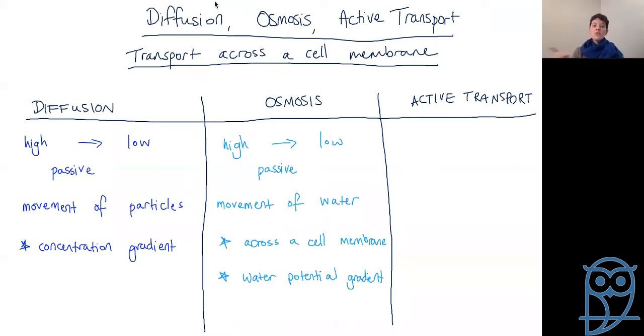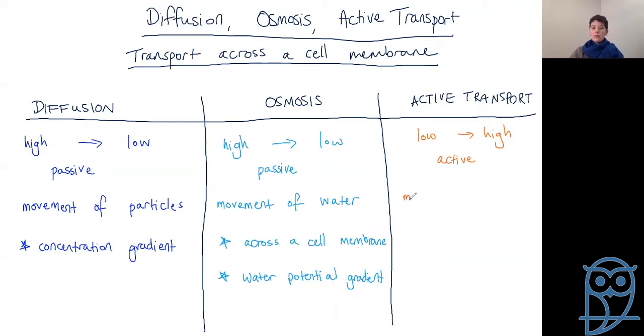So then we come to active transport. He is the odd one out completely. Active transport goes from low to high. No longer passive. The name says it all. This is an active process. We need energy in order for active transport to happen. Where do we get that energy? Aerobic respiration in the mitochondria. Okay, that produces ATP, and that is used then for the active transport.